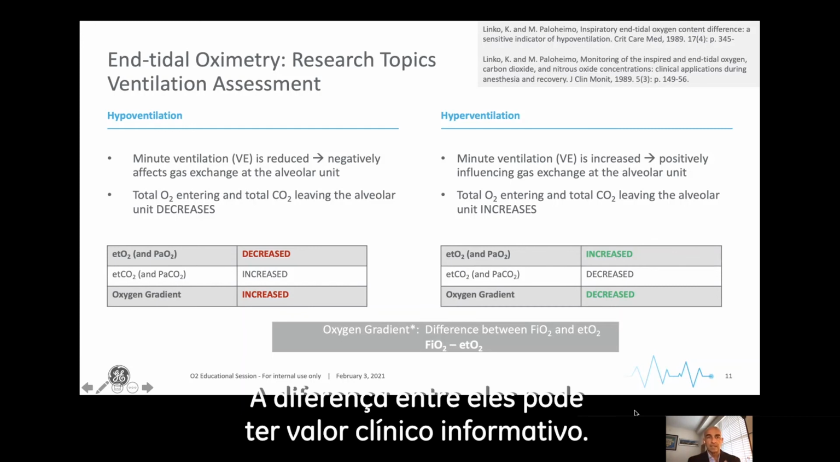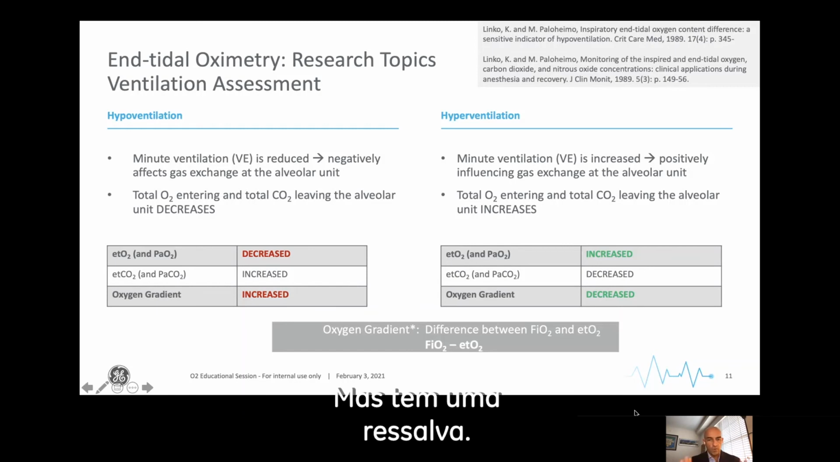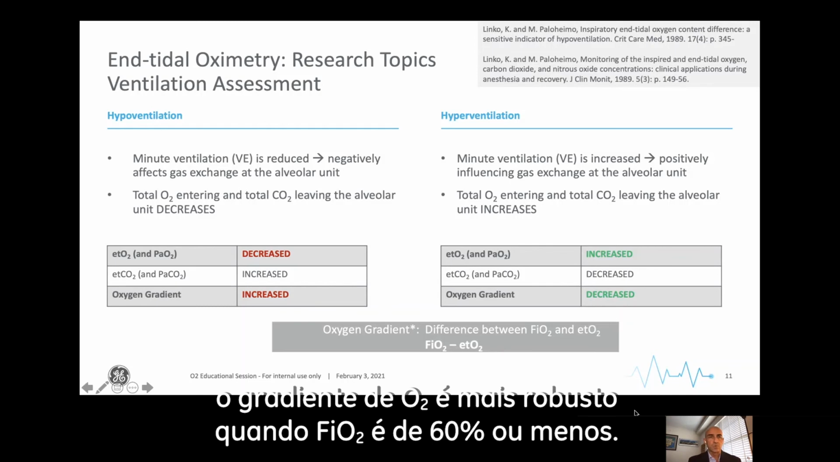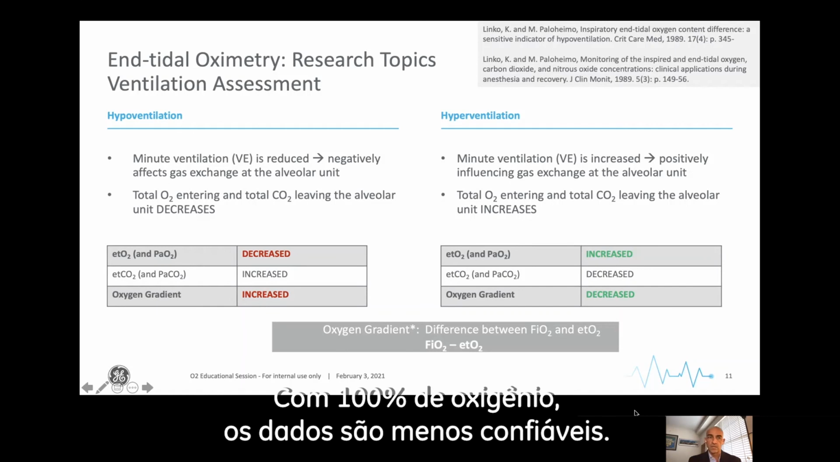can be a clinically informative value, with one caveat. Typically, in the studies done with Linko and others, the oxygen gradient is most robust when the FiO2 is 60% or less. So if you're on 100% oxygen, it becomes unreliable, as an example.